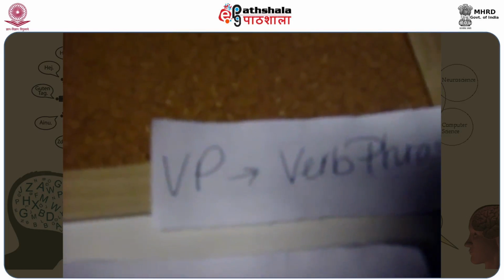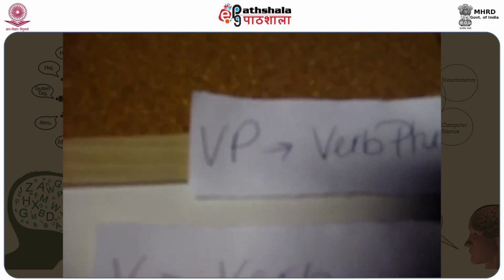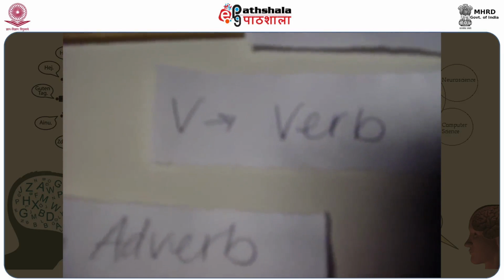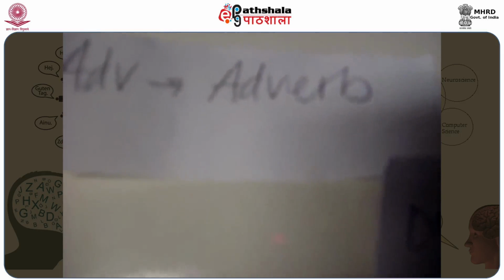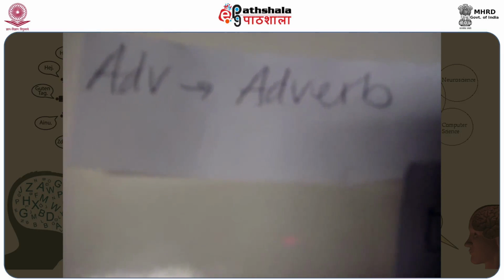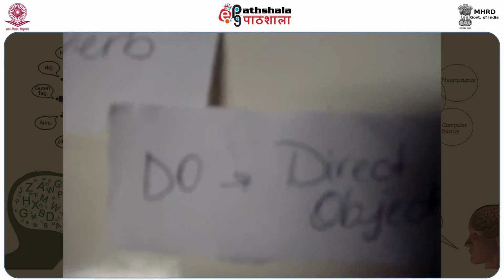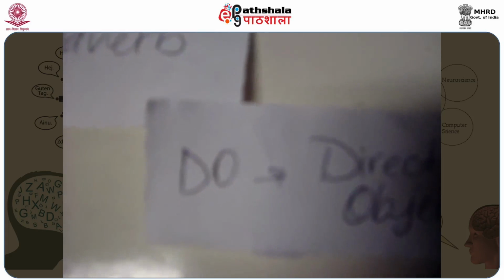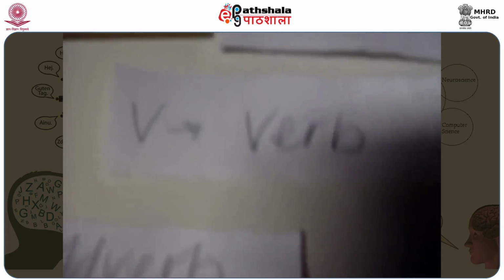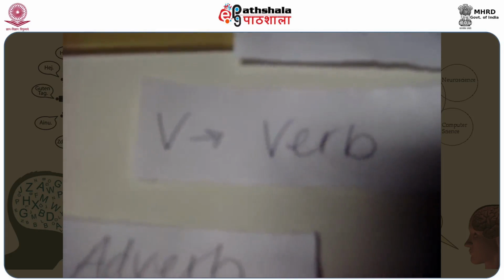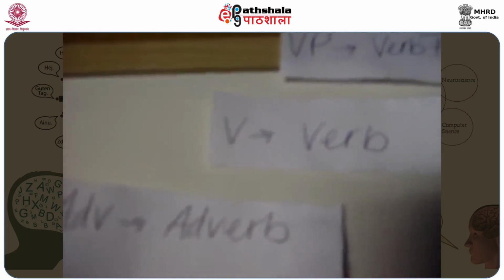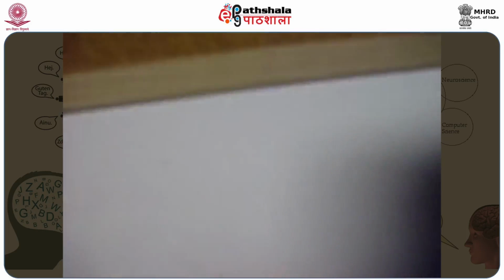The second basic part of the sentence is the verb phrase, which consists of a verb and possibly an adverb which modifies the verb. This is also where the direct object is located, because as we remember, the direct object receives the action of the verb. So let's try some tree diagrams for some practice.